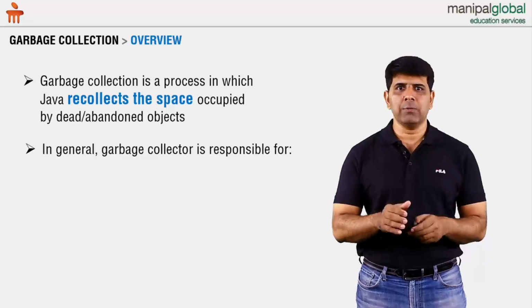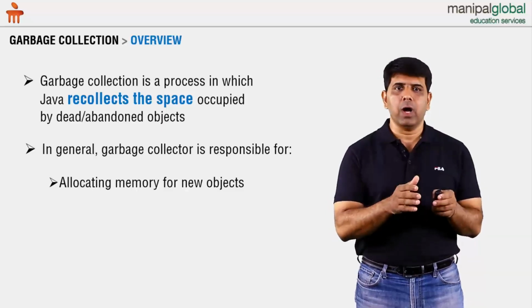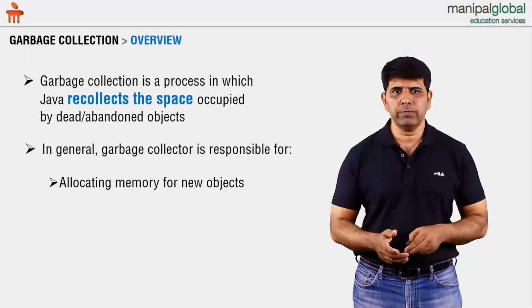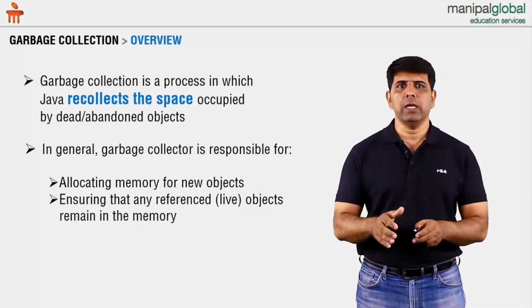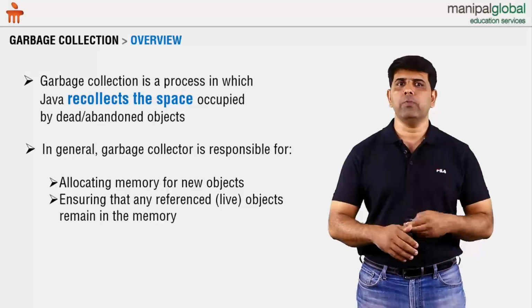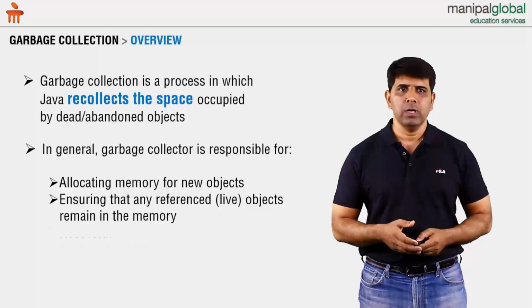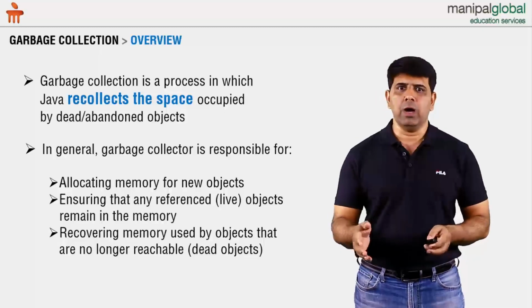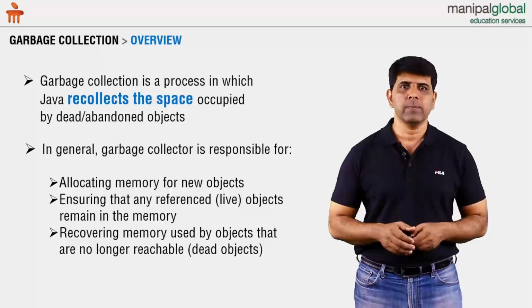In general, the garbage collector is responsible for allocating memory for new objects, which is generally untold of, ensuring that any referenced or live objects remain in memory so that we don't run into problems, and recovering the memory that was used by objects that are no longer reachable, or so-called dead objects.